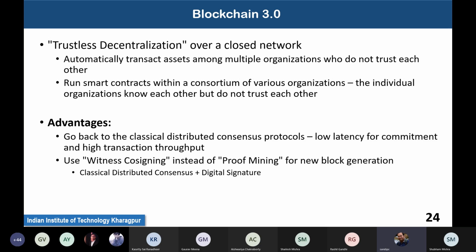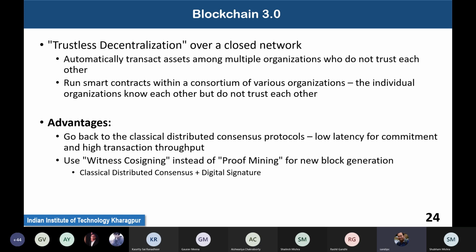The advantage of running such a blockchain network within a closed network is, first of all, that we can go back to the classical distributed consensus protocols. If you remember, we moved to proof of work consensus because our network was open. In an open network, I cannot use a message passing based consensus algorithm. But within a closed network, I can run consensus algorithms which are based on message passing. So I can still use the classical distributed consensus protocols for a closed network.